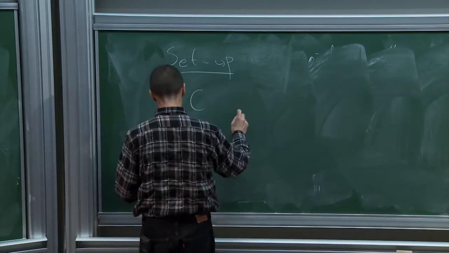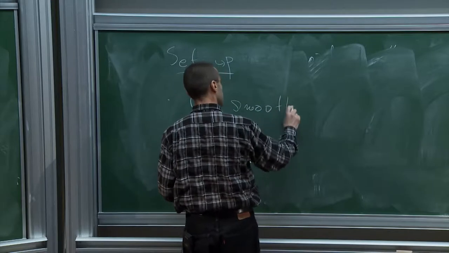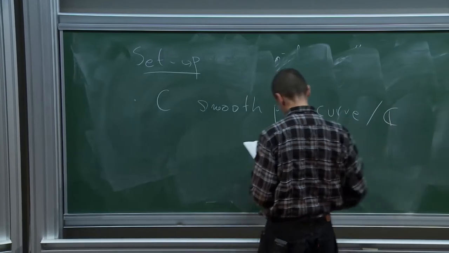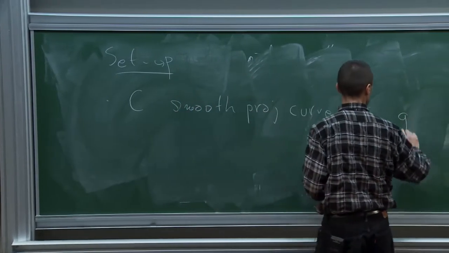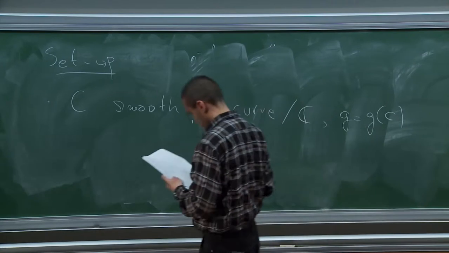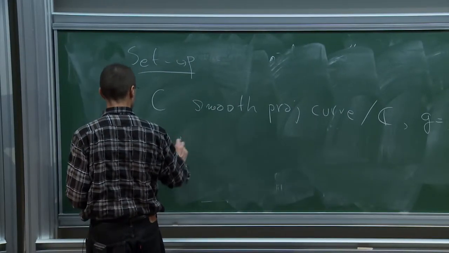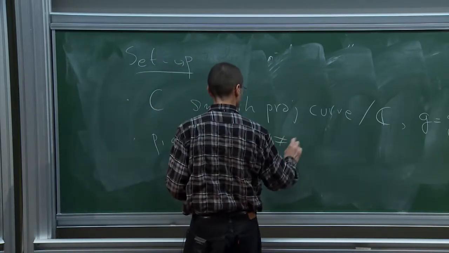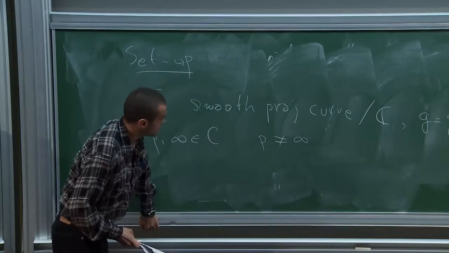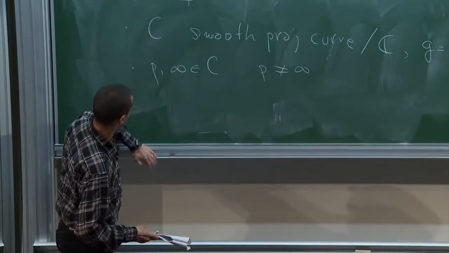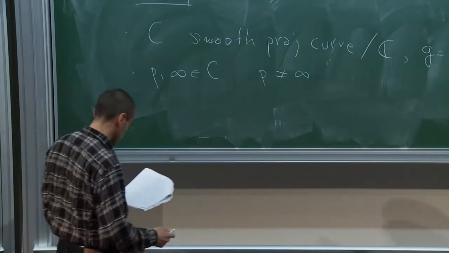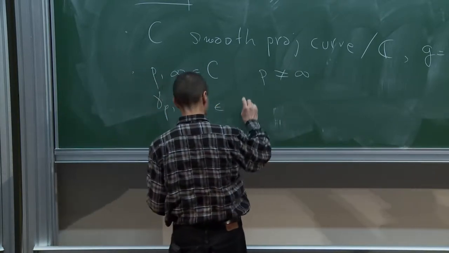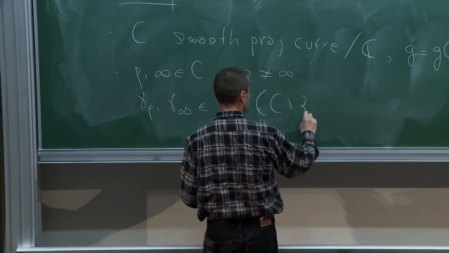So C is a smooth projective curve over complex numbers. The genus is going to be g. We're going to have two marked points on C, p and infinity, of course distinct marked points. This is not a serious restriction. This is mostly for presentation purposes. I don't want to get tangled in too much notation. And gamma_p and gamma_infinity are the corresponding generators of the fundamental group of the punctured curve.